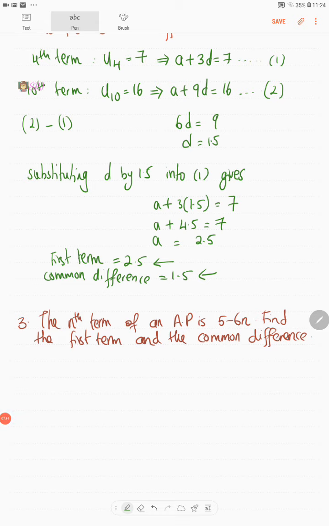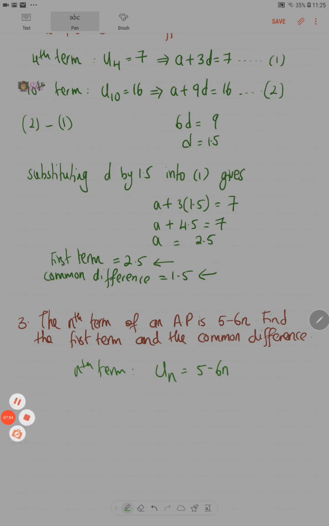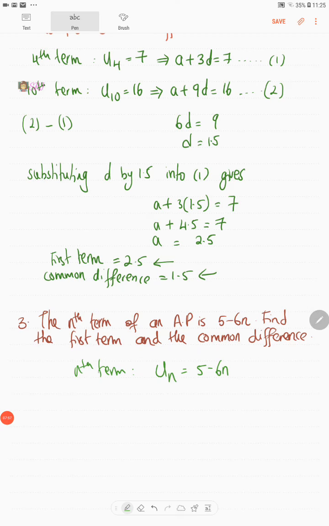A third example: the nth term of an AP is 5 minus 6n. Find the first term and the common difference. The nth term, un, is equal to 5 minus 6n. So we can find any term by replacing n here. If we have to find the first term, we replace n by 1. For the second term, we replace n by 2.